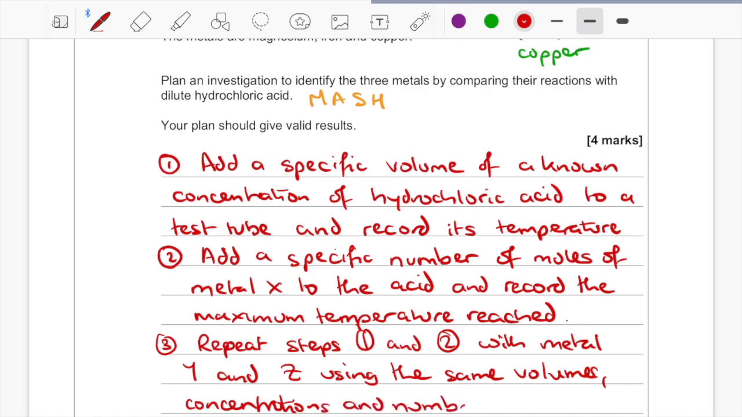This is our control variables. All right, our control variables are we're using the same concentration of acid, the same volume of acid, and the same number of moles of the metal.